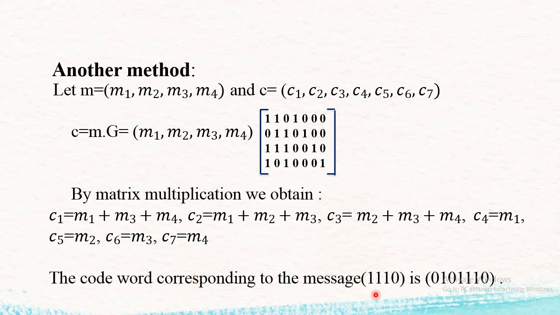Now in this case, what is my message? The message is 1 1 1 0. It means your M1 is high, M2 is high, M3 is high and M4 is 0. Now we put all these values in C1, C2, C3, and whatever answer we are getting is nothing but the respective code word.